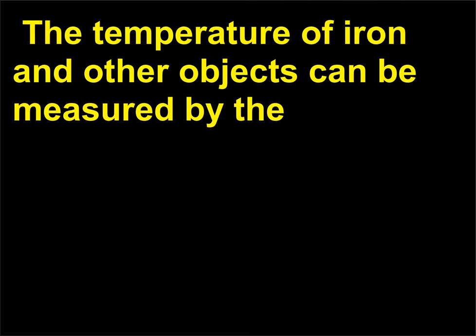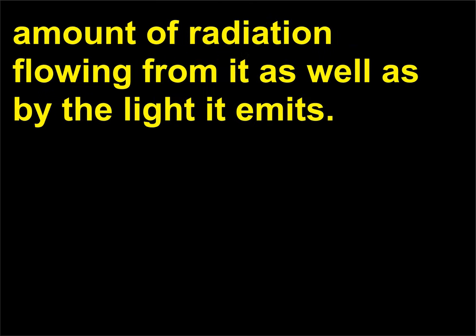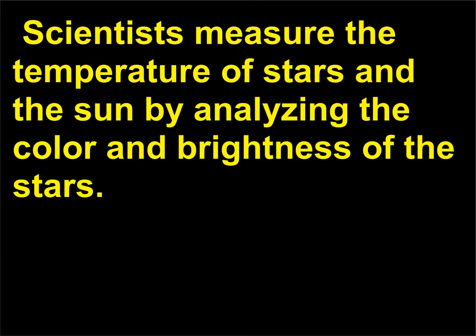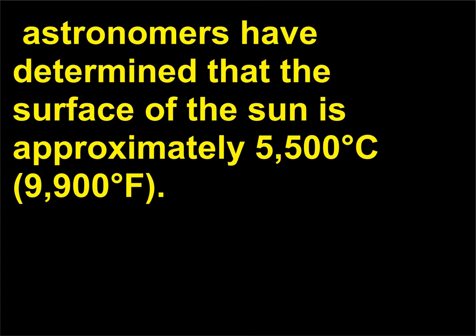The temperature of iron and other objects can be measured by the amount of radiation flowing from it as well as by the light it emits. Scientists measure the temperature of stars and the Sun by analyzing the color and brightness of the stars. From such measurements, astronomers have determined that the surface of the Sun is approximately 5,500 degrees Celsius, 9,900 degrees Fahrenheit.